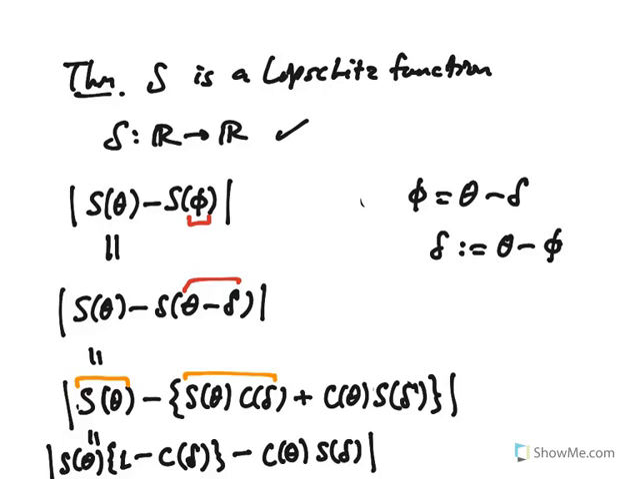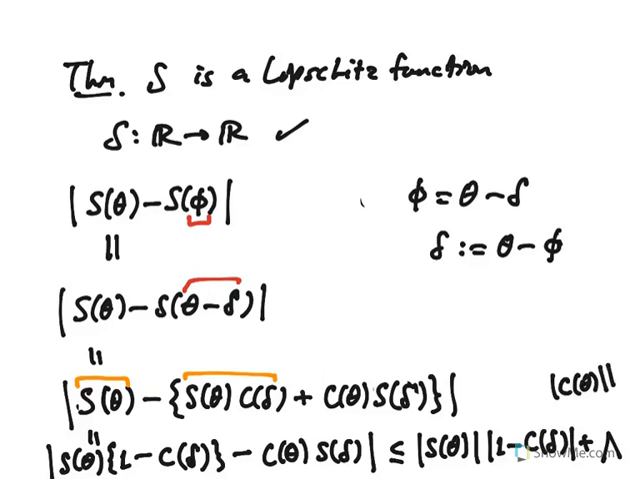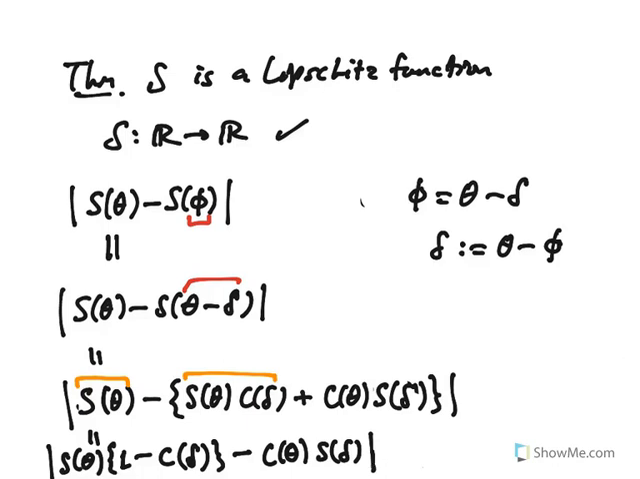Like that. Right, now we can use the triangle inequality to break this apart a little bit. We're going to get absolute s of theta, absolute 1 minus c of delta, and then plus, okay, I'm out of room here, so let me write it up here. It's going to be absolute c of theta, absolute s of delta. So I'm using the triangle inequality, but I probably should slow this down a little bit.